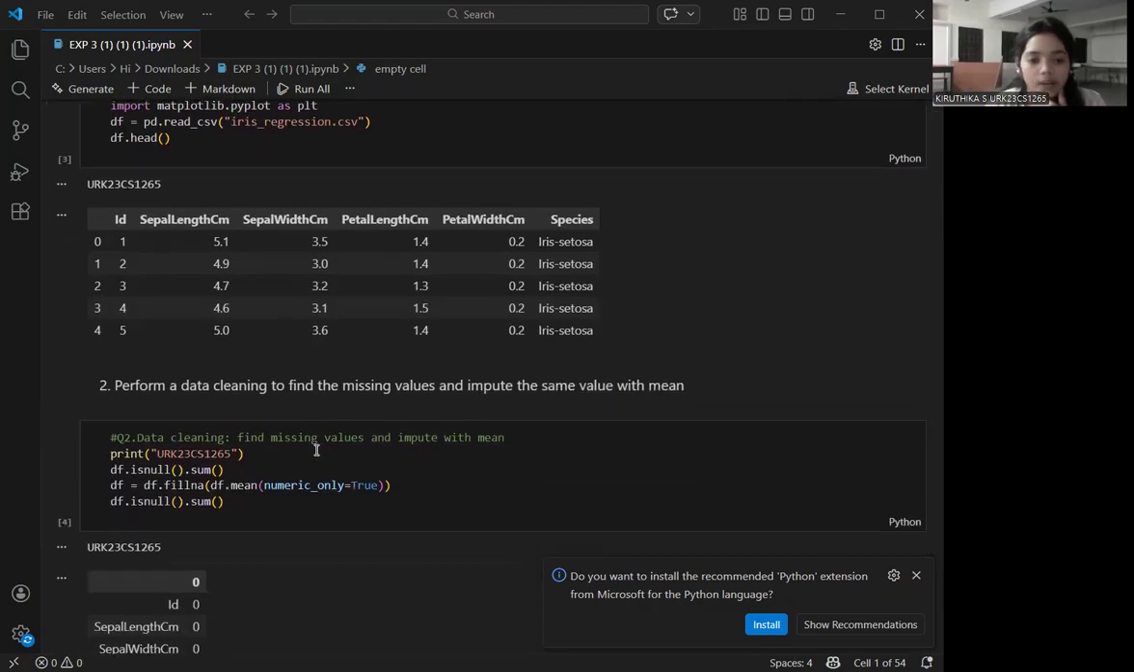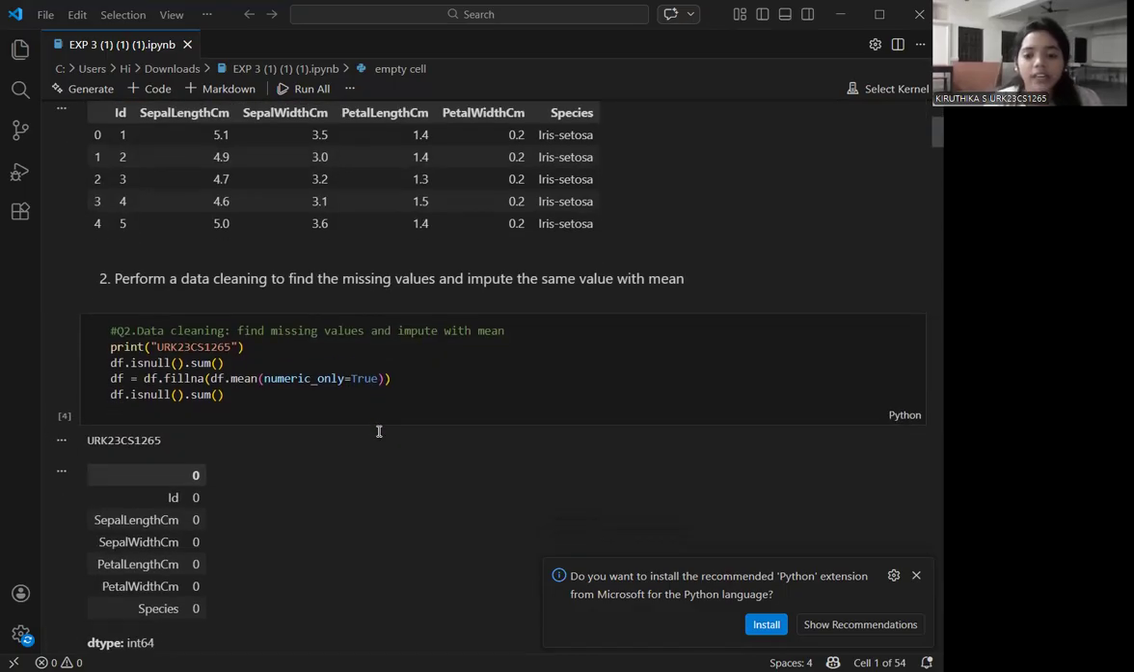And the second one is the data cleaning step. We have to find the missing values and replace them with the mean. In real data sets, some values may be missing. To handle this problem, we perform data cleaning. First, we identify missing values and then we replace them with the mean value of the respective column. This technique is called mean imputation.